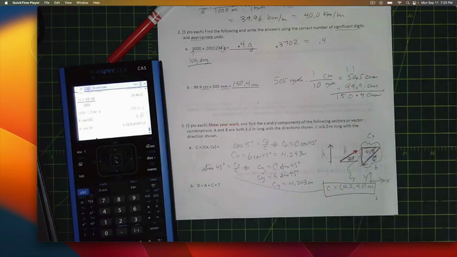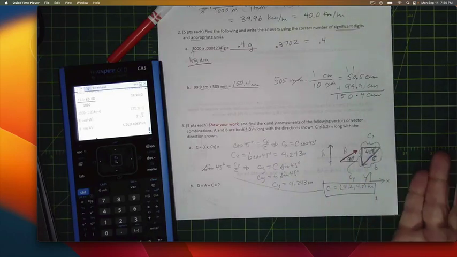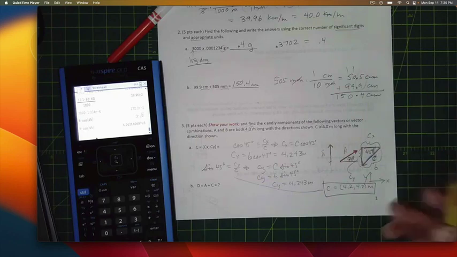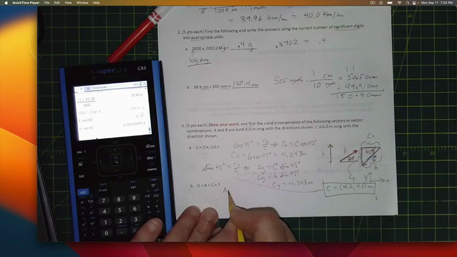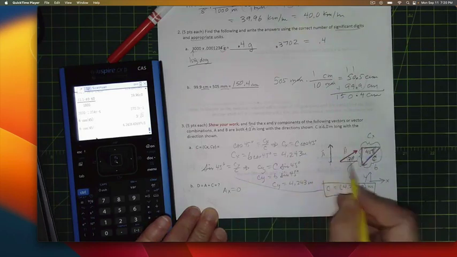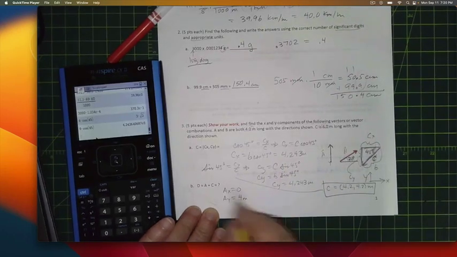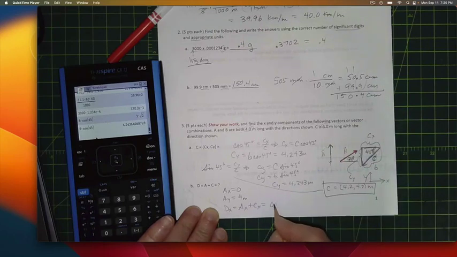For part B, it says, what is A plus C? When we add vectors, we have to add x parts to x parts, and y parts to y parts. So let's look at A. X part is 0, right? There's no sideways component to A. So A sub x is 0. A sub y, I said it was 4 long, so A sub y is 4. If we're going to call the result D, then D sub x is going to be A sub x plus C sub x, which is just 0 plus 4.2, so 4.2.